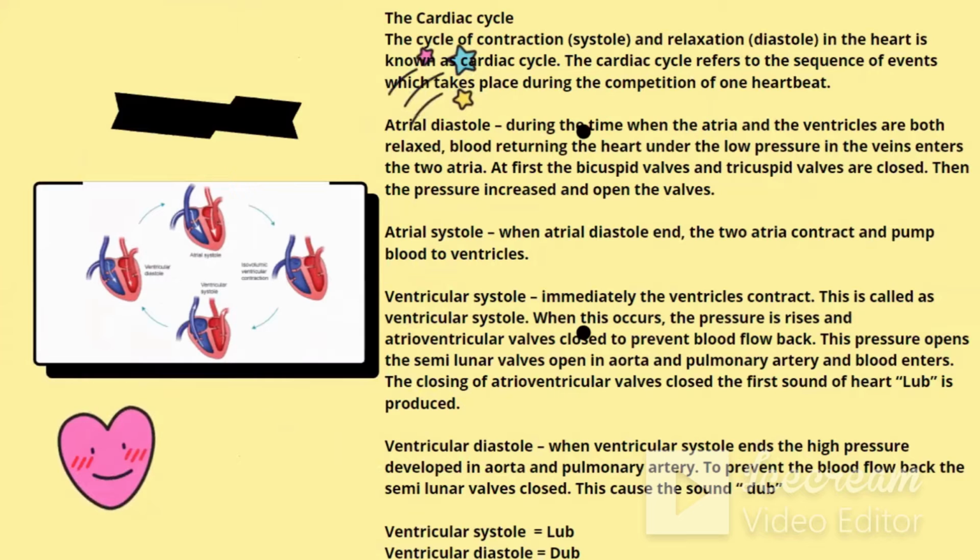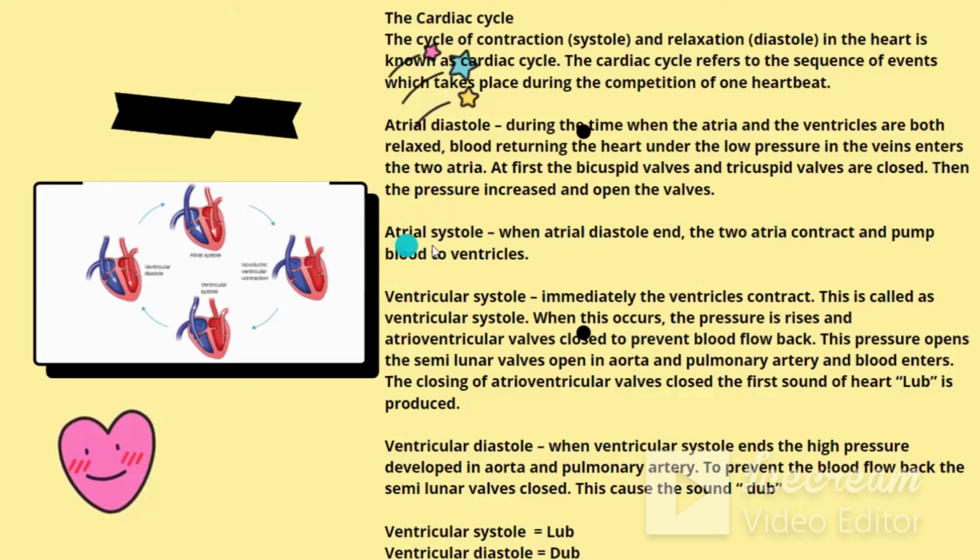So blood enters both the left and right atrium, and step by step the pressure increases inside the atrium. At that time the tricuspid and bicuspid valves must be closed, otherwise blood inside the atrium can flow into the ventricles. At the end of atrial diastole the pressure increases, which allows the tricuspid and bicuspid valves to open, so blood enters the ventricle. Also both the left and right atrium contract, which pumps blood into the ventricles.